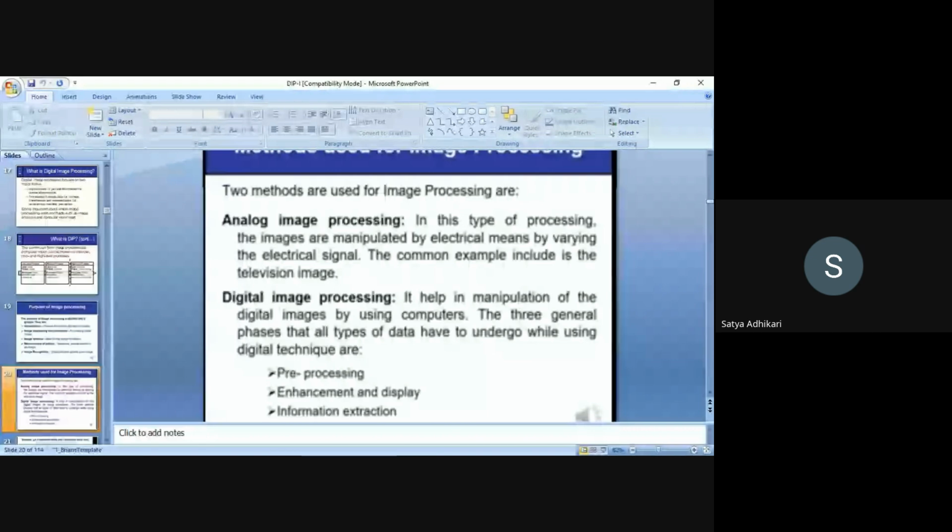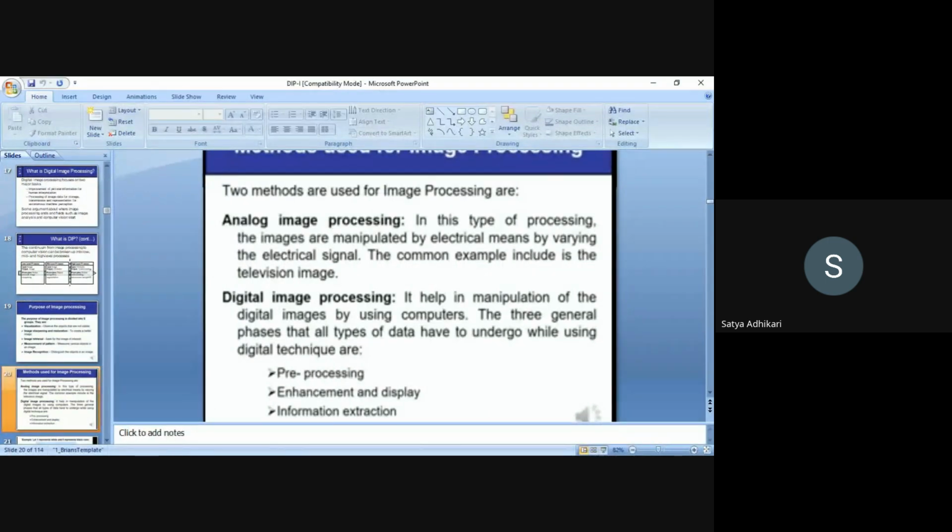The three general phases that all types of data have to undergo while using digital techniques are pre-processing, enhancement and display, and information extraction. As we already discussed, pre-processing, enhancement and display, so we can view it clearly, and information extraction. So these are the needs of image processing.